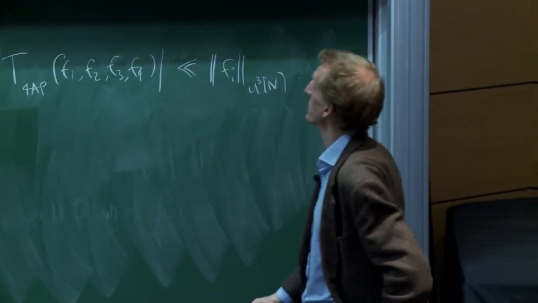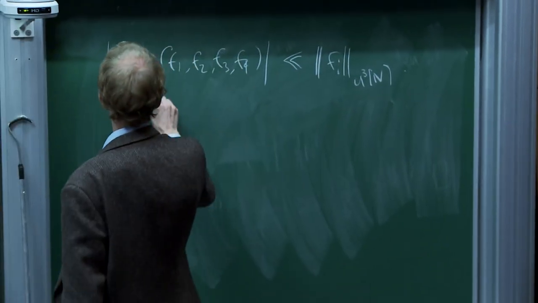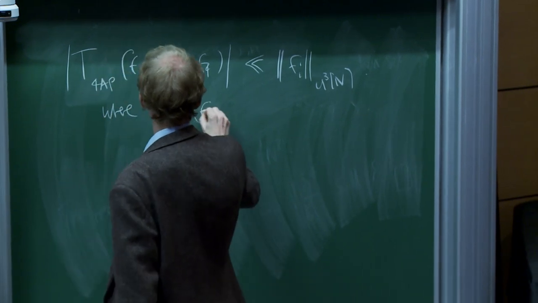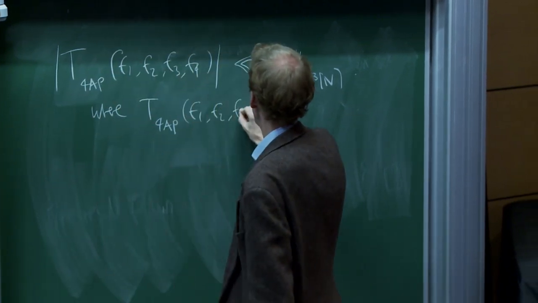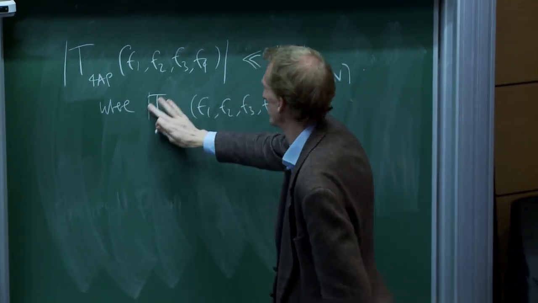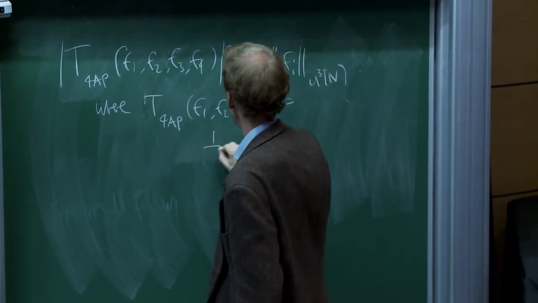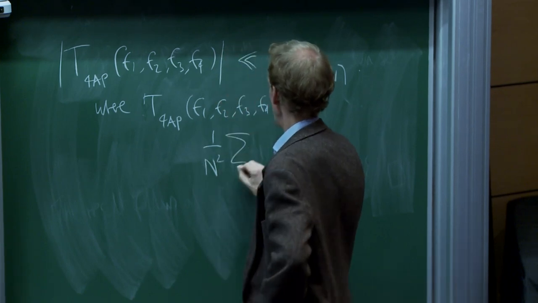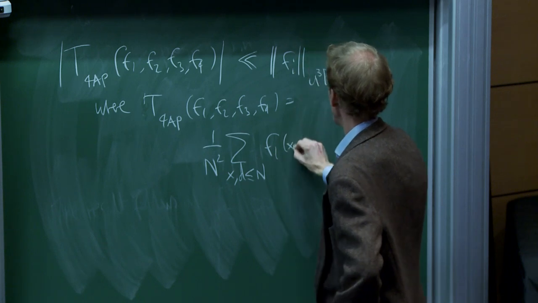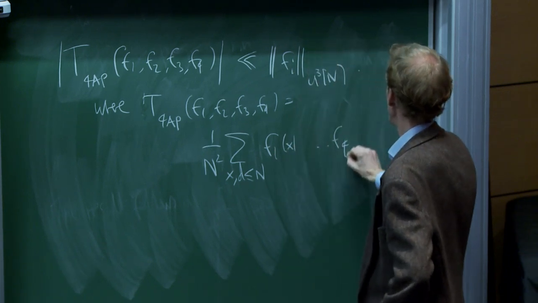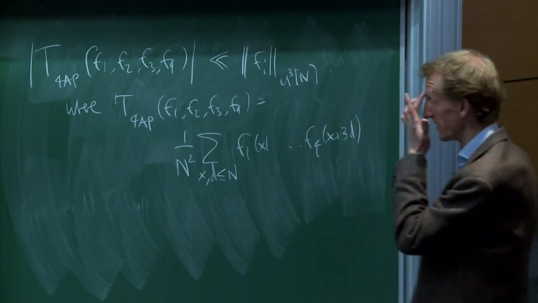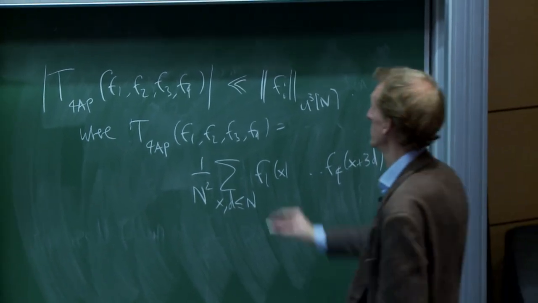So here's a different such statement, where naturally, T_4AP of f1, f2, f3, and f4 is equal to the average over x and d of f1(x) times up to f4(x+3d). Again, if the fi's are bounded.